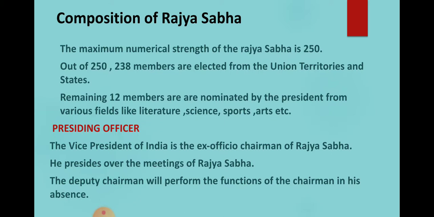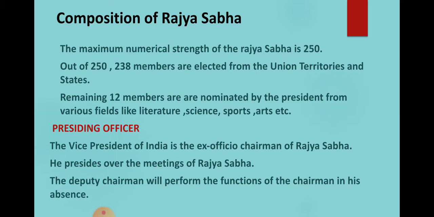Out of 250, 238 members are elected from union territories and states. The remaining 12 members are nominated members. These 12 members are nominated by the President of India from various fields like literature, science, sports, arts, etc. Some prominent personalities like Dr. APJ Abdul Kalam, Sachin Tendulkar, Hema Malini were all nominated representatives to the Rajya Sabha in the past.